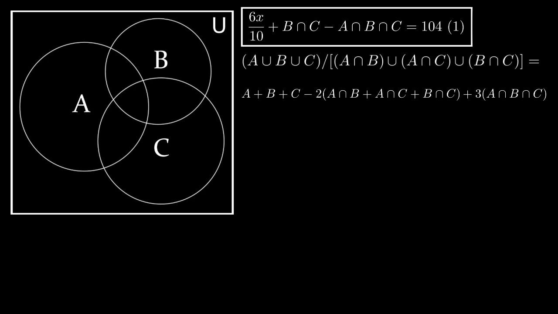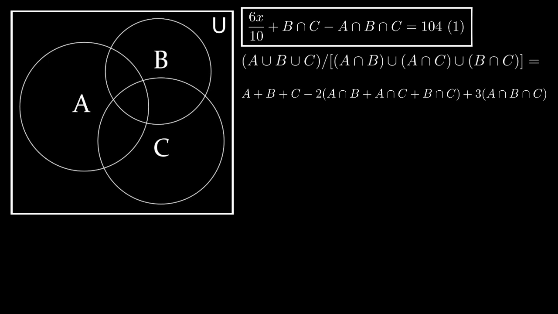It's A plus B plus C minus 2 times the quantity A intersection B plus A intersection C plus B intersection C, plus 3 times A intersection B intersection C. So how the heck did we derive this equation? How does this exactly one set equal all this?